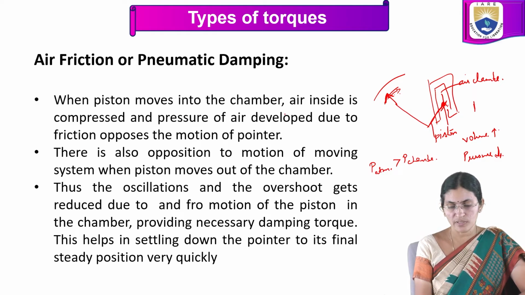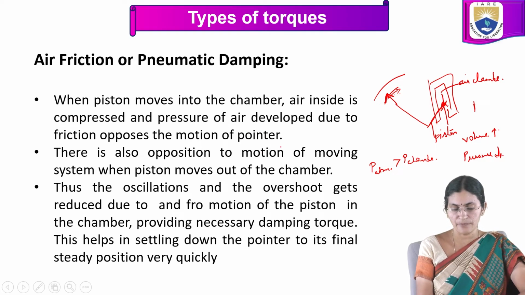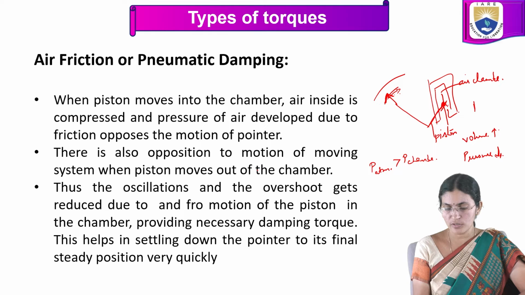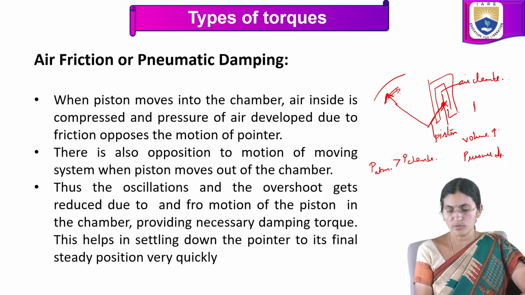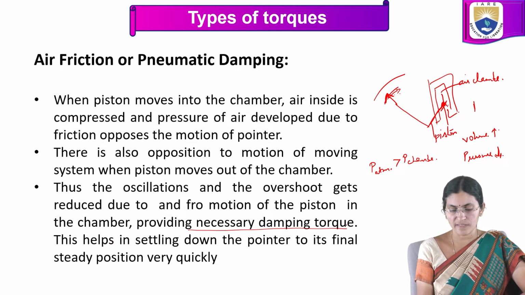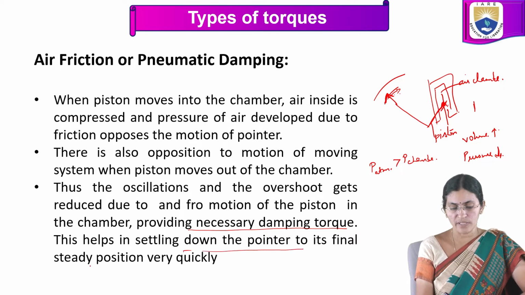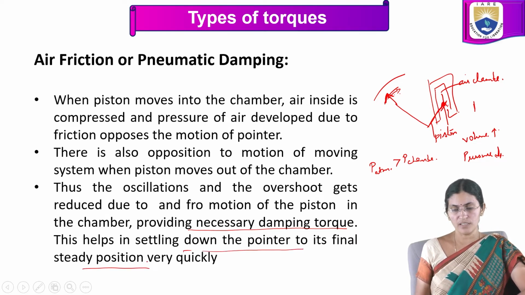When the piston moves into the air chamber, the air inside is compressed and the pressure of air developed due to friction opposes the motion of the pointer. There is also opposition to the motion of the moving system when the piston moves out of the chamber. Thus, the oscillations and overshoot get reduced due to the to and fro motion of the piston in the chamber. This provides the necessary damping torque. So this helps in settling the pointer to its final steady state position very quickly.